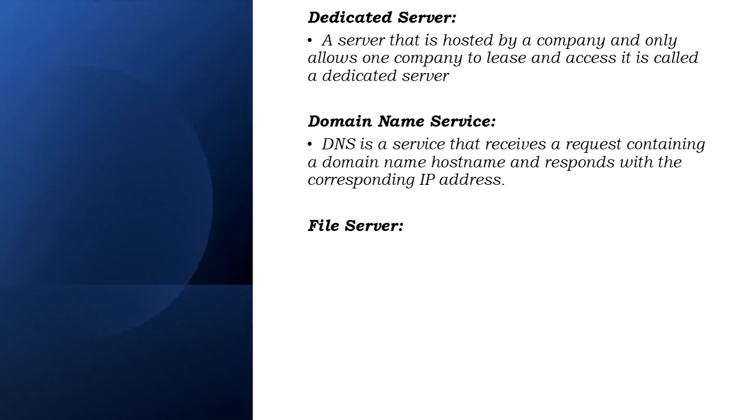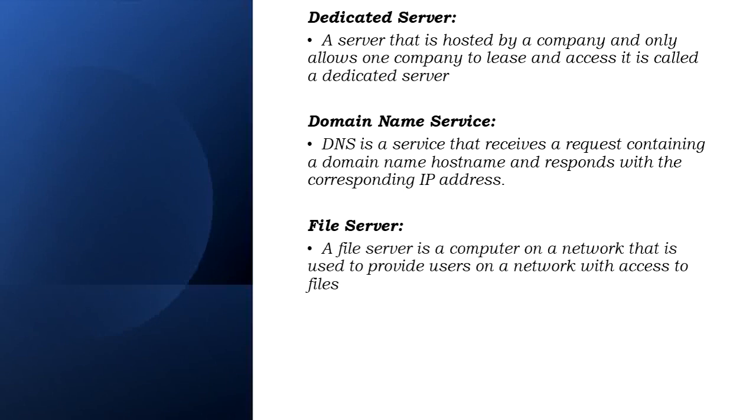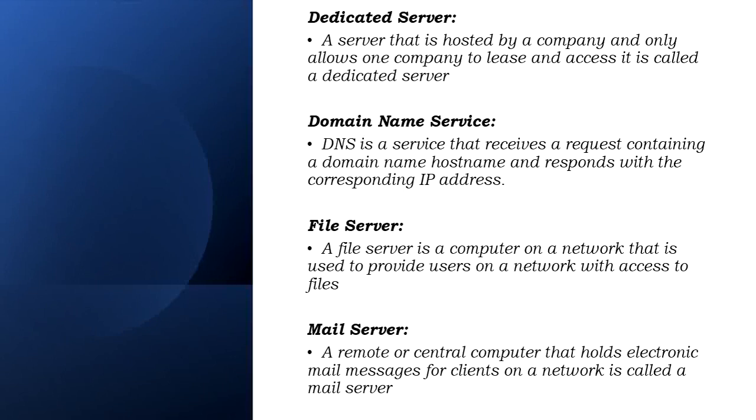And we have something like file server. A file server is a computer on a network that is used to provide users on a network with access to files. If you want to send a file or receive a file, file servers will be used. And we have mail server. Definitely you know what mail is. Electronic mail, whatever you do today, is mainly handled by a remote or central computer that holds electronic mail for clients on a network, which is called a mail server. If you want to communicate via mail, the mail server is what is used.